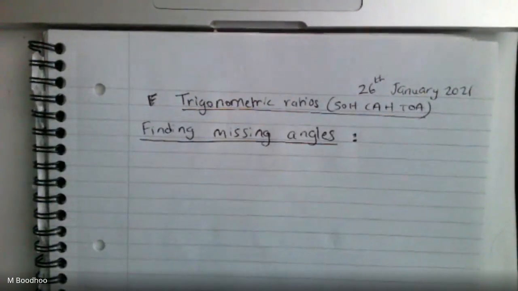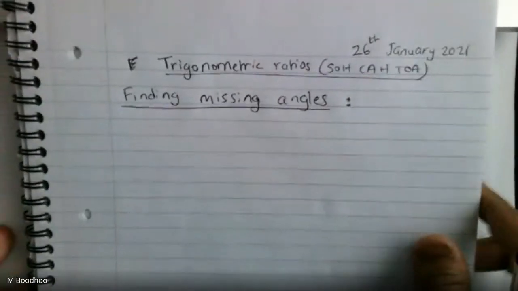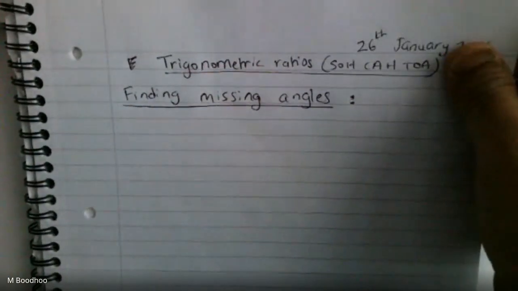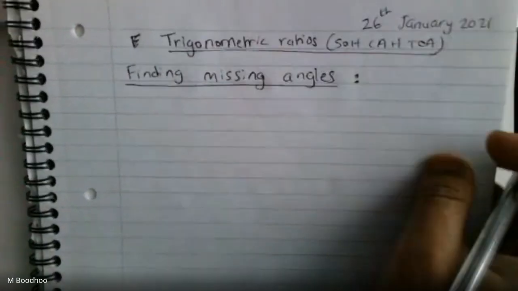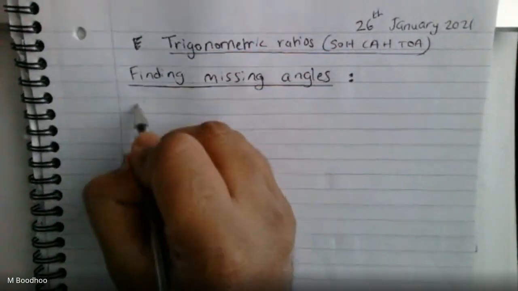Right. Okay, so trigonometric ratios. That's the title. SOHCAHTOA, and finding missing angles this time. Now this one is much easier. I'm telling you, a lot of students enjoy doing this. It's much easier this time. So we're going to start straight away with an example. So I want you to write down example 1.